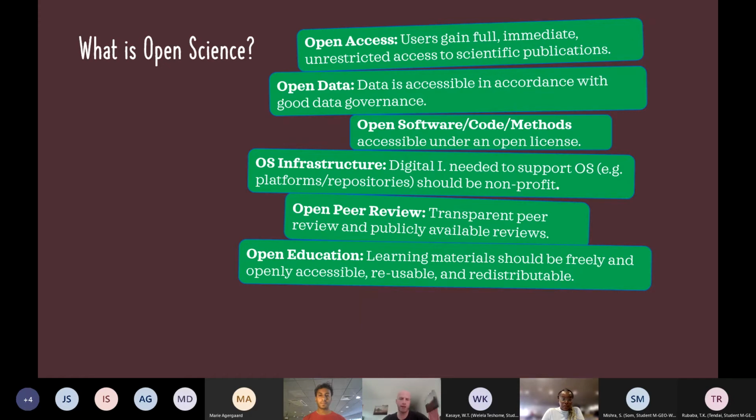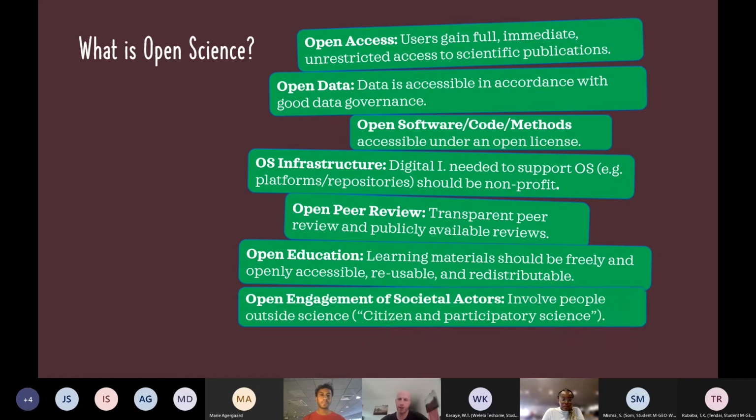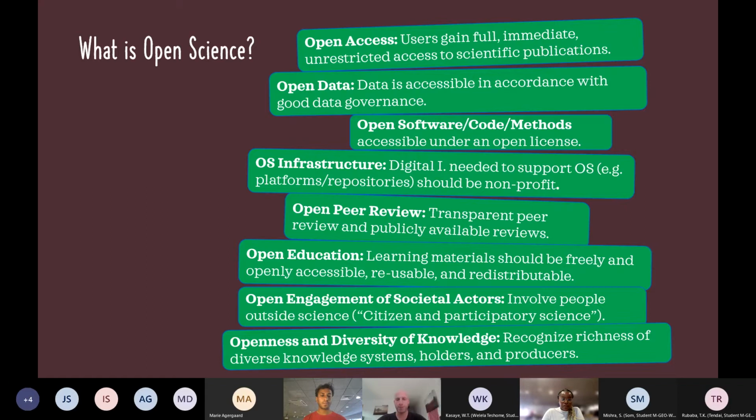Then there's also open engagement of societal actors. So it's about involving people outside science, for example, citizen and participatory science. And finally, openness and diversity of knowledge system, which is important to recognize richness of diverse knowledge systems, holders, and producers.